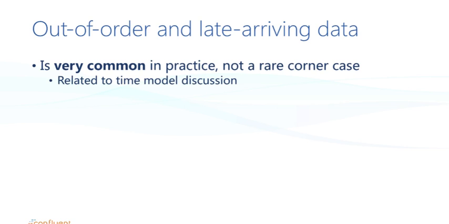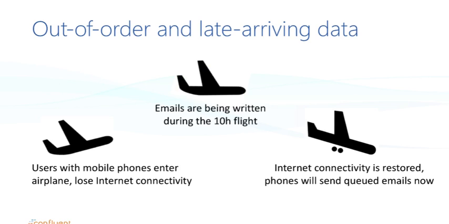A very easy example of such a situation would be the following. Imagine there are users that have mobile phones and they enter an airplane, and quickly after takeoff they will lose internet connectivity. While they're on their intercontinental flight, they might write emails, use applications, and so forth, and it will take a long time until they're back in their destination when they get back internet connectivity, and all these phones would start sending all the cute emails that were written during the flight. So data was being generated in event time during that flight, during these 10 hours, but it will be sent only after the airplane has landed. So it will arrive with a significant delay in your data center when you want to do processing.